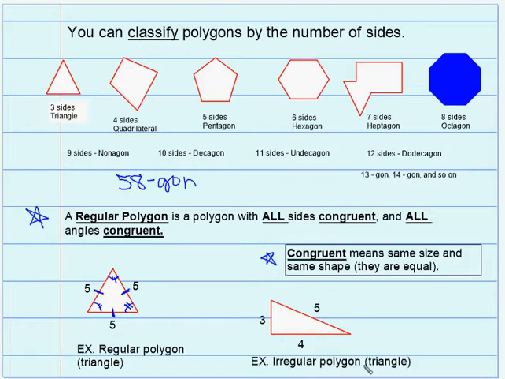This irregular polygon, still a triangle, 3 sides, but notice that the side lengths are not all the same. In order for it to be a regular polygon, all sides must be congruent. So that's why this one is not regular.